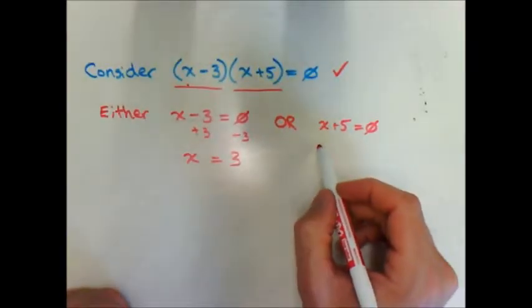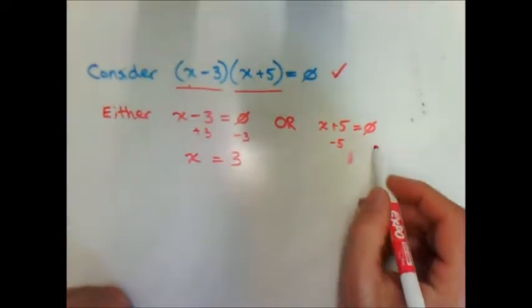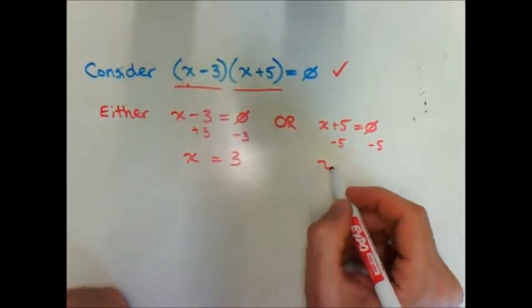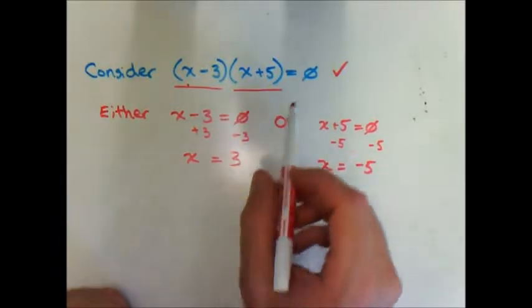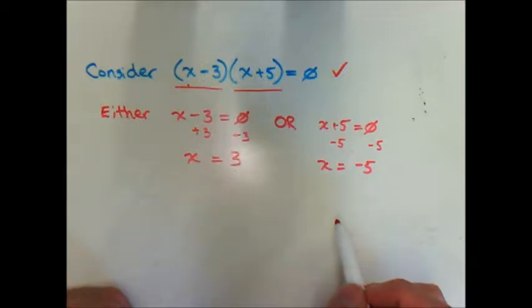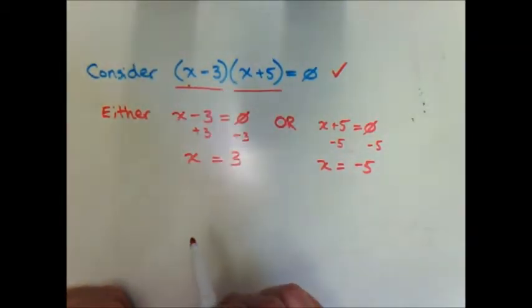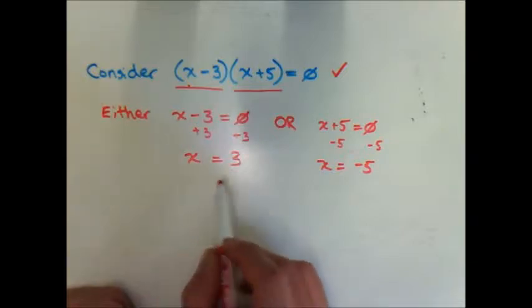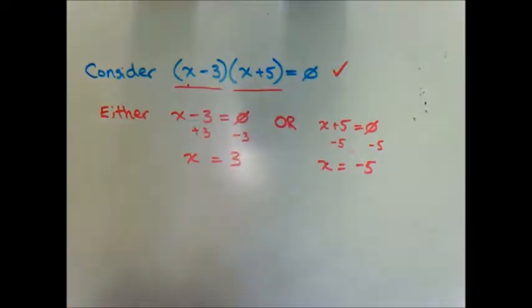Or I can look at this one. I just subtract 5 from both sides, and I'm left with x equals negative 5. So this statement is true when x equals 3 and when x equals negative 5. And those are solutions to the quadratic equation. Those are the solutions. They both make the statement true. Either one or both of them. Doesn't matter.